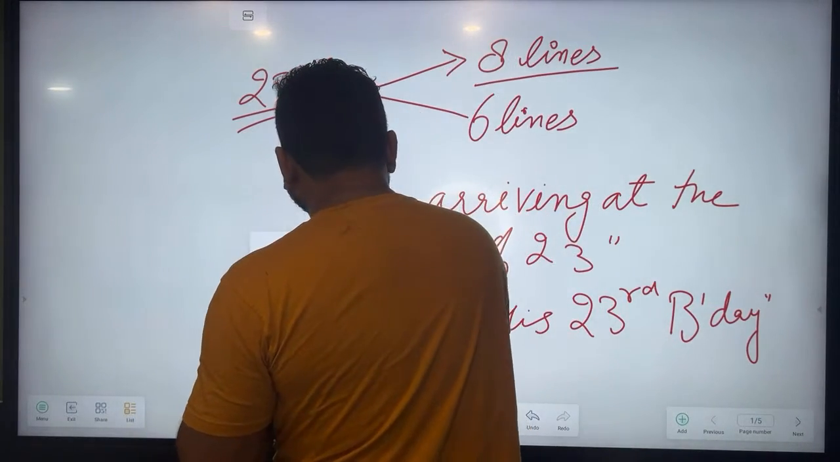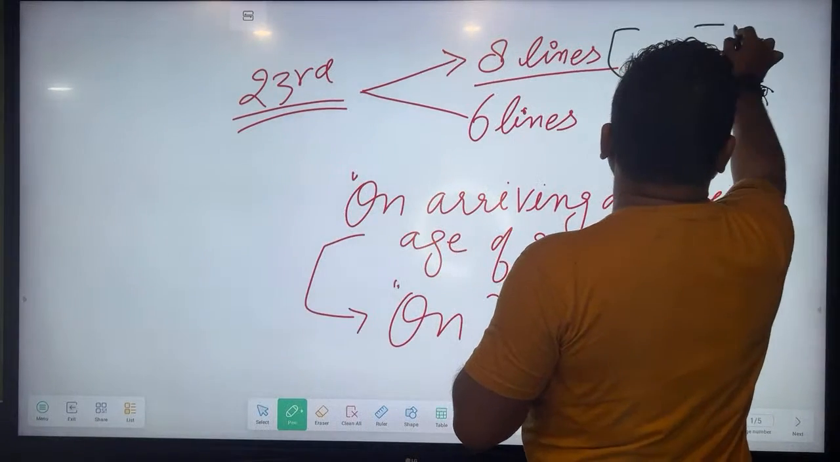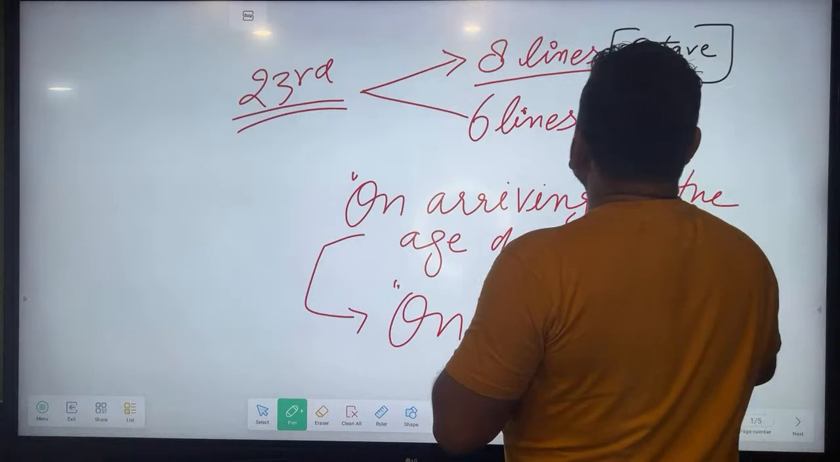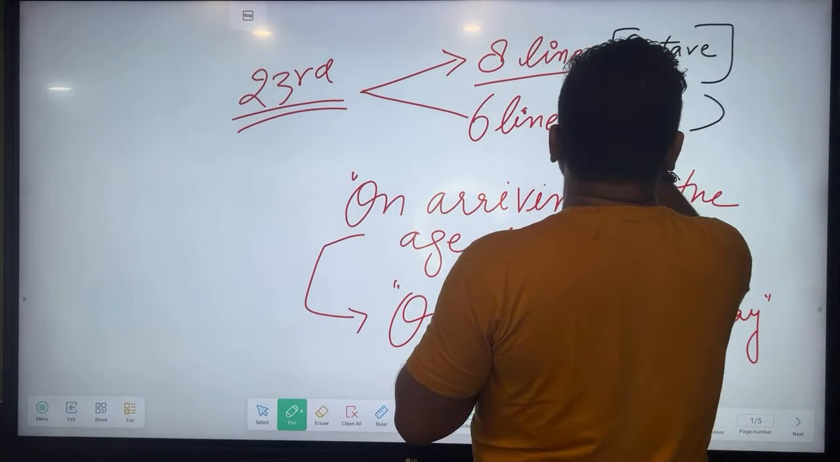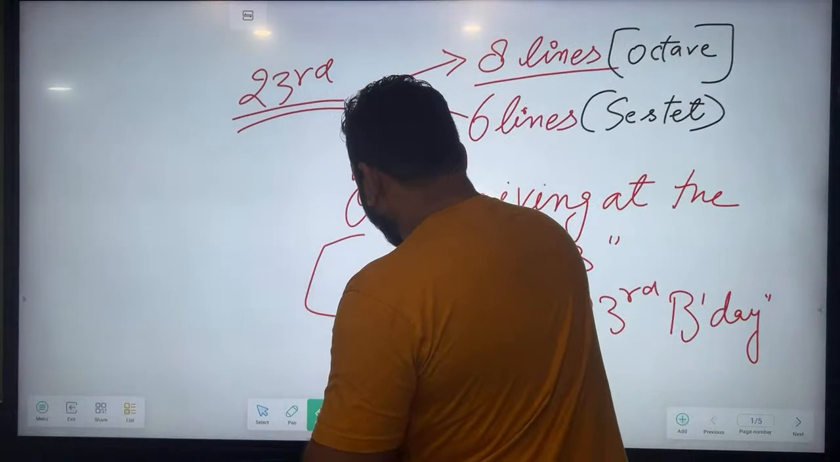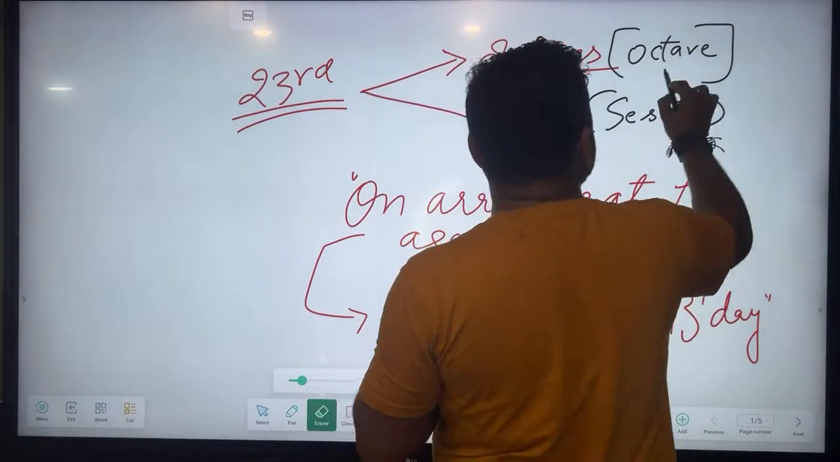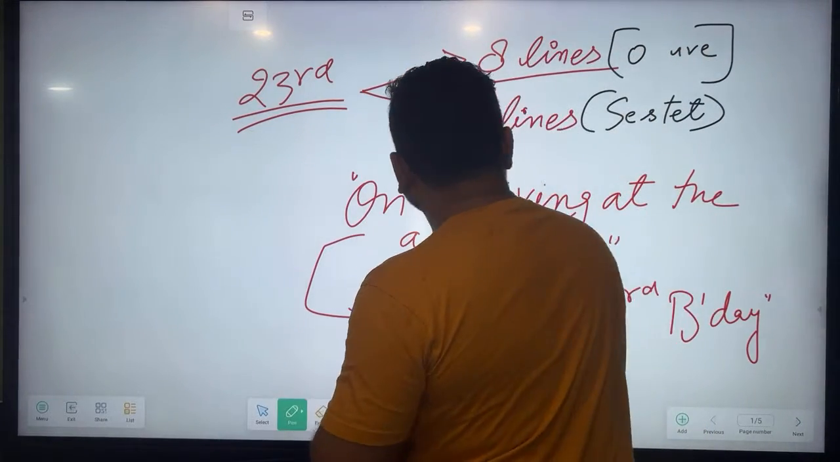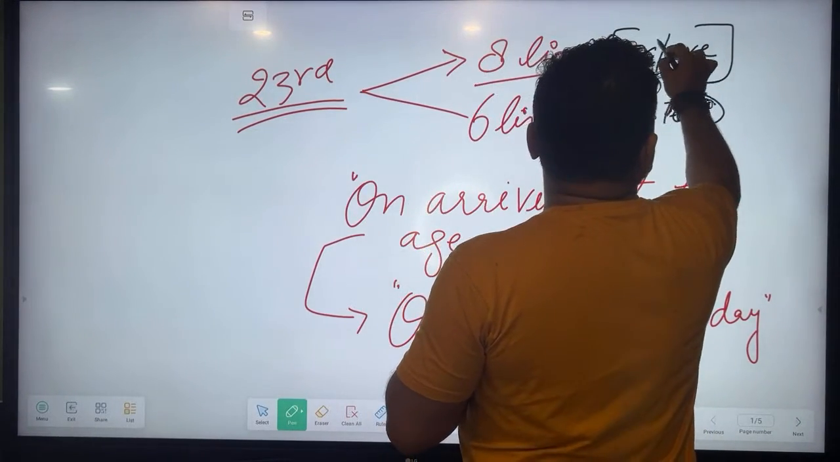What do we call the first 8 lines? Question of exam. Octave. Okay. What do we call the last 6 lines? Sestet. The first 8 lines and last 6 lines. Sestet. Octave.